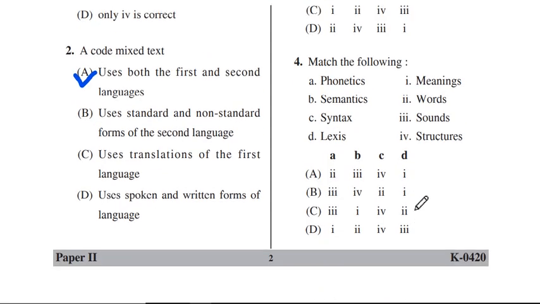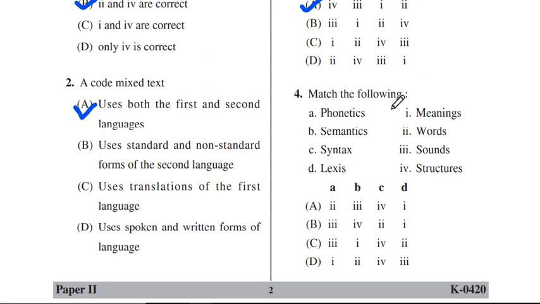Next one, match the following. Here phonetics, semantics, syntax, lexis, and here meanings, words, sounds, structures they have given. These also are matching only. This is the fourth question. The correct answer is C. That means phonetics deals with sounds, semantics deals with meanings, syntax deals with structures, lexis deals with words.